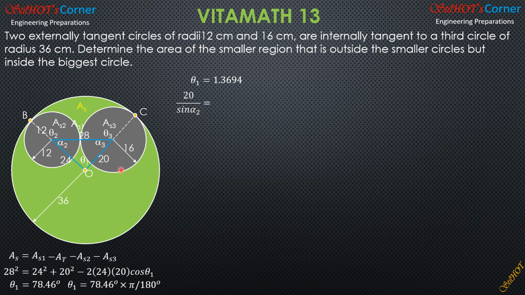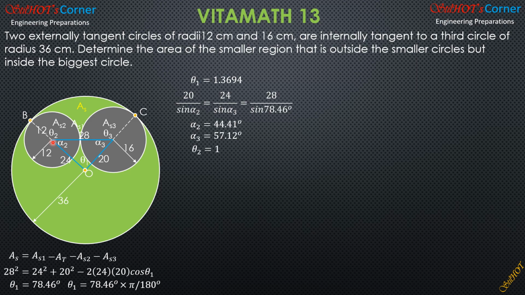So 20 over sine alpha 2 equals 24 over sine alpha 3 equals 28 over sine of theta 1, which is 78.46 degrees. So solving for alpha 2, 20 sine 78.46 over 28, then inverse sine, alpha 2 is equal to 44.41 degrees. Then 24 sine 78.46 over 28, inverse sine, alpha 3 is equal to 57.12 degrees.